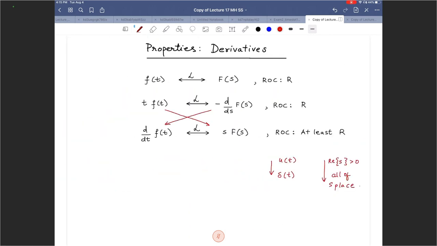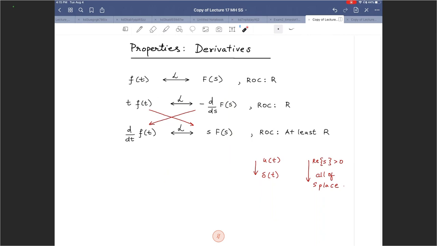Now, another note over here, as you keep differentiating the signal in the time domain, the second derivative, third derivative, and so on, you will keep multiplying the F of s, the function in the Laplace domain, by an additional s. So you get s squared, s cubed, and so on. All right, now let's try to solve an example over here.